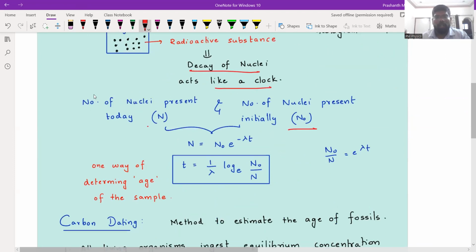If you know N0, if you know N, then how to find time? Simple, the relation is this. That is, T is equal to 1 by lambda, and lambda is fixed. If you know this N, they'll be able to estimate the time. This is one way of determining the age of the sample. Understood? How do they estimate the age here? Using the number of active nuclei present at the time which they found.